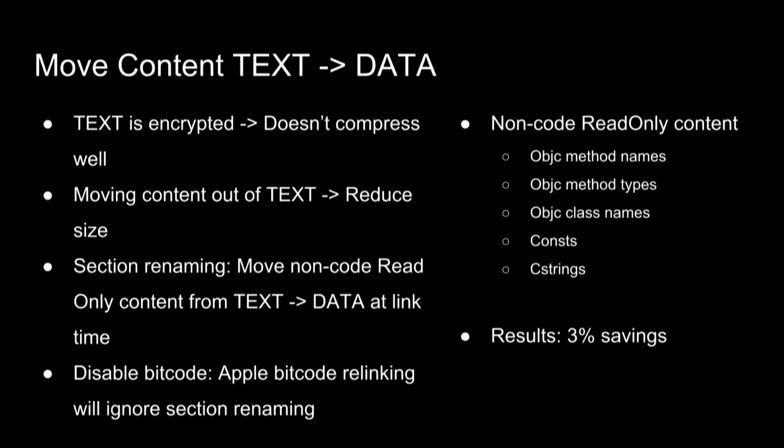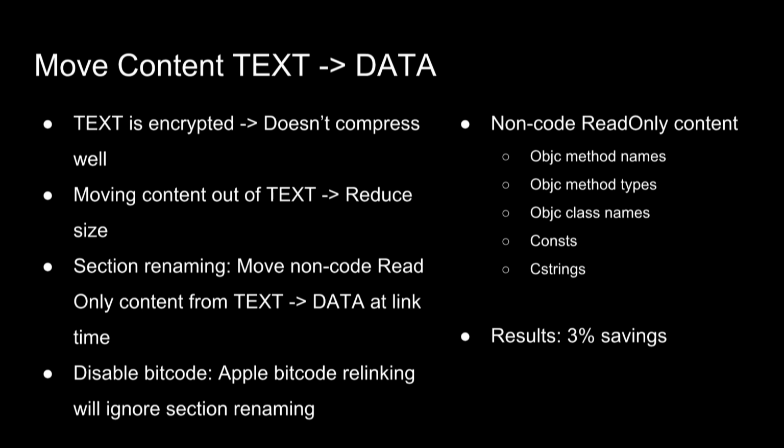We also looked into moving parts of the text segment into the data segment. The text segment is encrypted and then compressed. If you compress something that's encrypted, it doesn't compress well. So moving contents out of the encrypted section can be beneficial to reducing size. We first identified parts of the text segment that can be moved that are not code, but are read-only, so it doesn't get modified during runtime. They include ObjC method names, ObjC method types, ObjC class names, constants, and C strings.